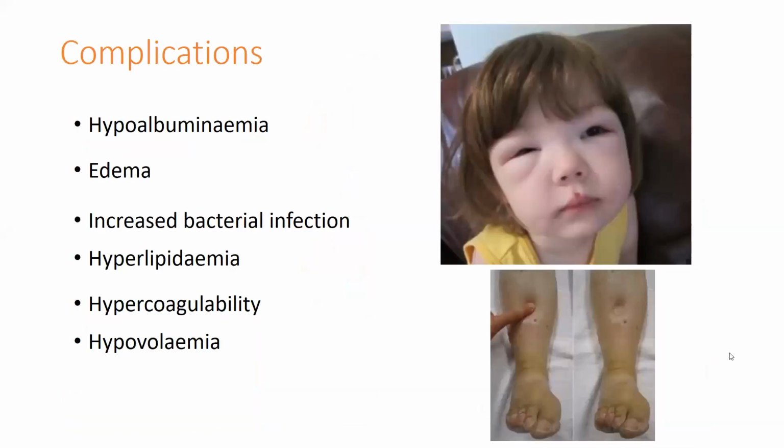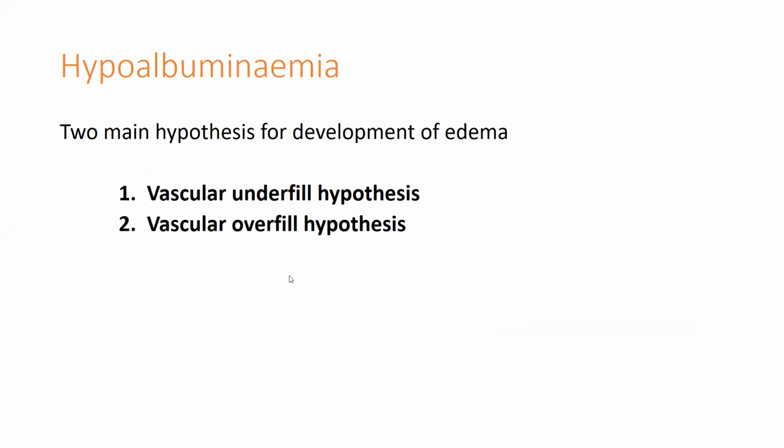So what are the complications or the manifestations of nephrotic syndrome? These are the common ones which you need to know how to explain. They can have hypoalbuminemia, edema. They are at high risk of infections. You can have hyperlipidemia, hypercoagulability, and hypovolemia. And I'll go one by one explaining how these occur.